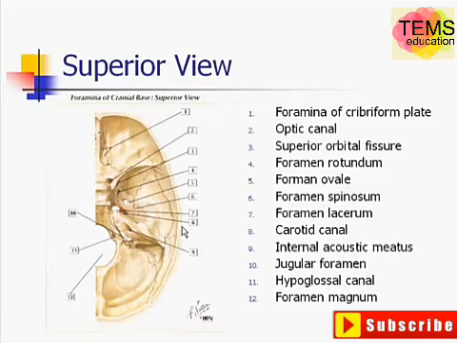Foramen spinosum is where the middle meningeal artery and vein and the meningeal branch of the mandibular nerve enter. The carotid canal, 8, is where the internal carotid artery and internal carotid nerve plexus enter. Should know foramen magnum, number 12, it's for the spine.